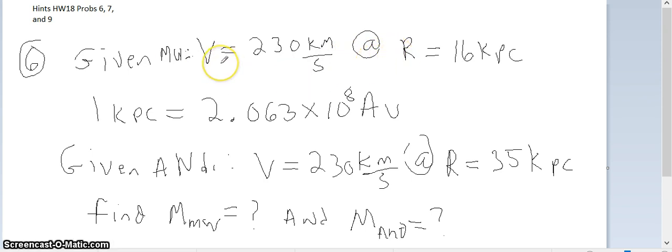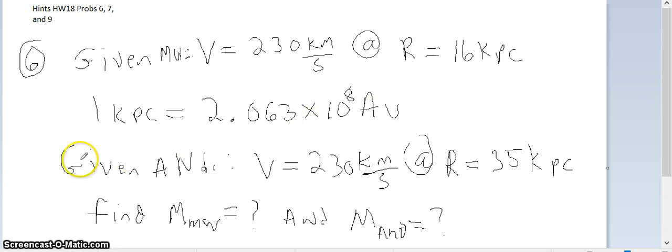We're given that the velocity of a particular star at a distance of 16 kiloparsecs from the center of the Milky Way is equal to 230 kilometers per second. And you have to look this up. You can do a lot of these conversions, or you can look up the conversion factor in Google nowadays. But anyhow, 1 kiloparsec is approximately 2.063 times 10 to the 8th astronomical units. We're going to need that conversion shortly.